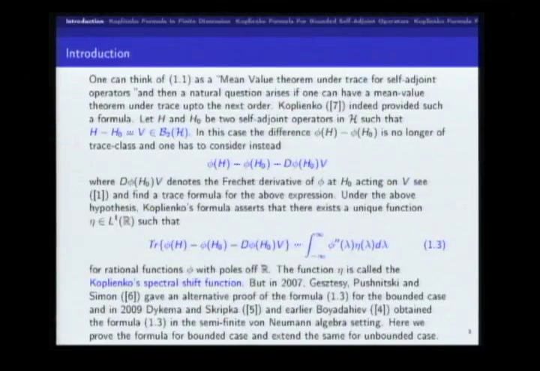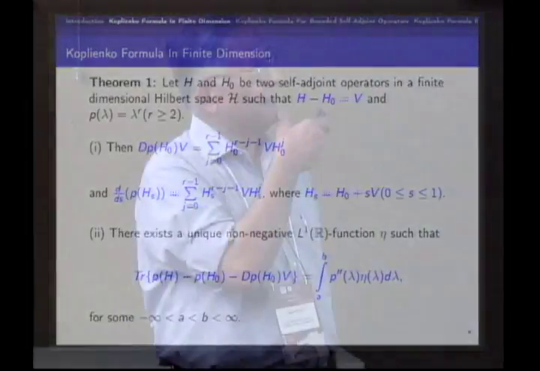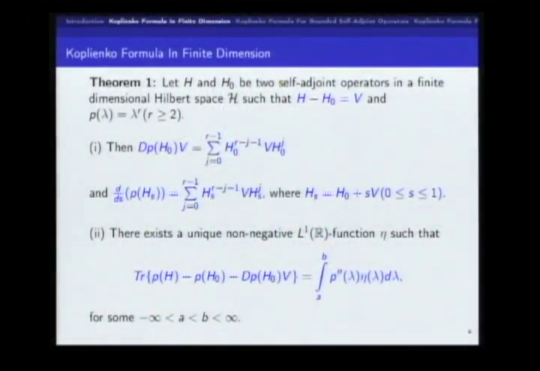Here we prove both formulas, both cases, bounded and unbounded, using the finite dimensional approximation philosophy of our earlier work. So this is the first theorem. This is the bounded case. The first part is in finite dimension. So first we prove a formula in finite dimension, then we find an appropriate approximation for the infinite dimensional case and extend it, just as I said, for the Krein formula.